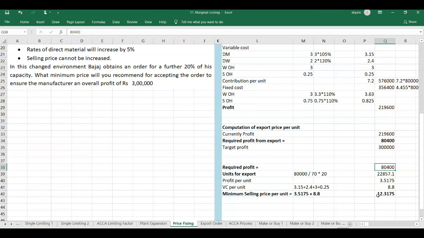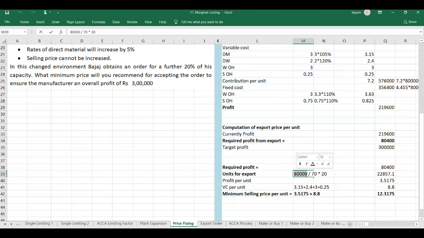You can see that the company wants to sell some extra units through export. They have to charge a minimum of 12.3. Why should they charge 12.3? Because 8.8 is the variable cost of making the product and 3.5 is the profit they need per unit. Why do they need 3.5? The required profit is 80,400 and the total export order comes to 22,857. How did we know the total export order is 22,857 units?